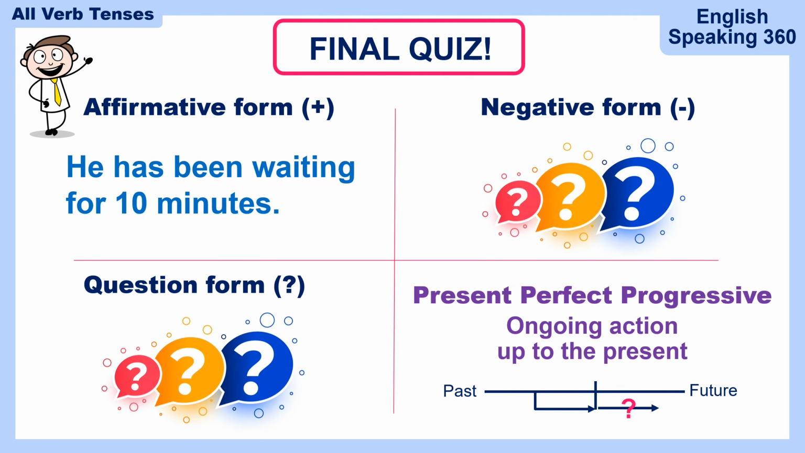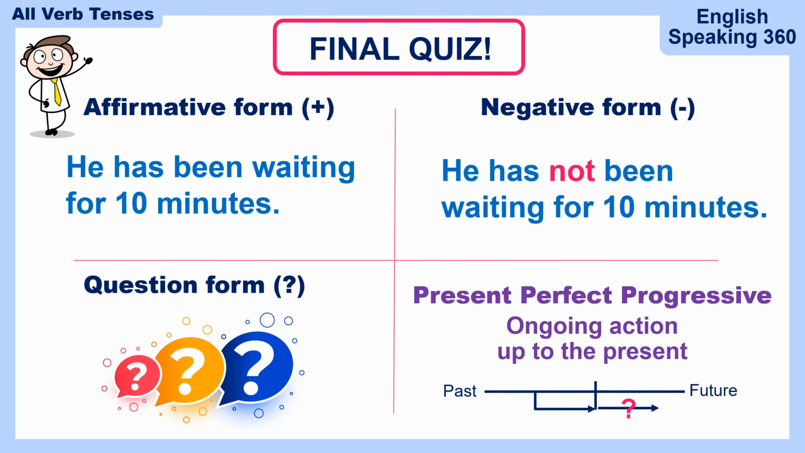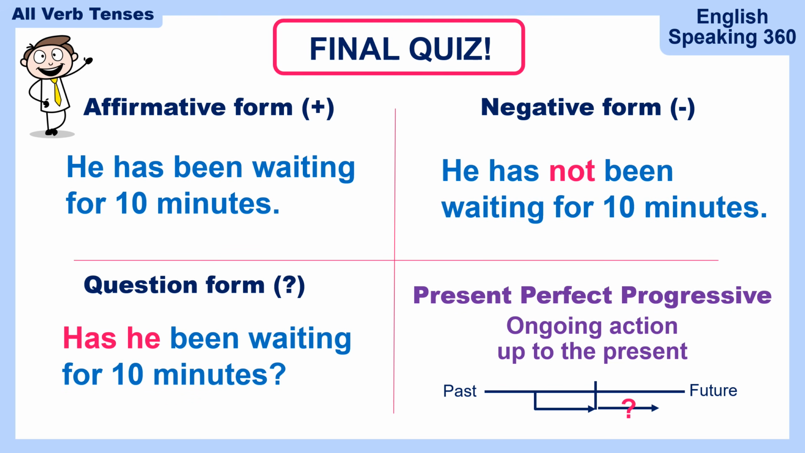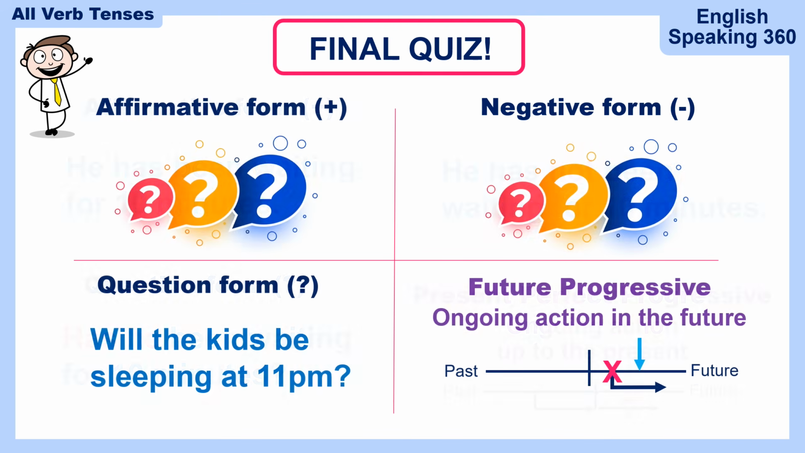Present perfect progressive. He has been waiting for 10 minutes. What is the negative form? He has not been waiting for 10 minutes or he hasn't been waiting for 10 minutes. Question form? Has he been waiting for 10 minutes or hasn't he been waiting for 10 minutes? 2 points here as well.